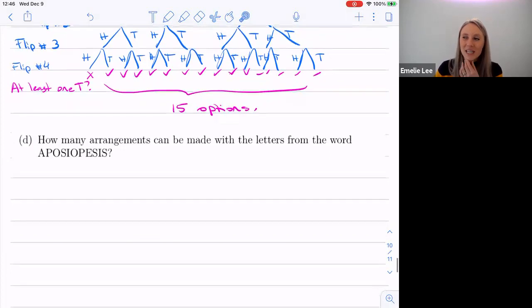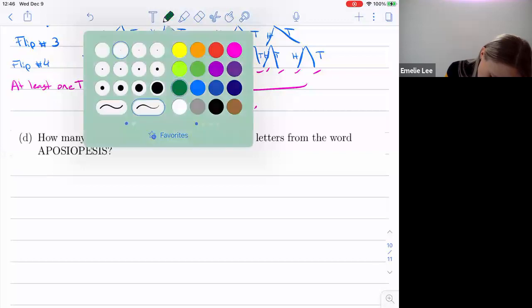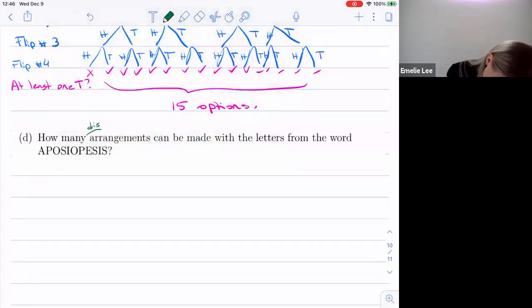Remember this one: how many distinct arrangements, I'll say distinct because it's kind of understood, can be made with the letters from the word aposiopesis? I don't know, is it even a word? Probably. Again, it's from an old final exam, so I guess it's a word.